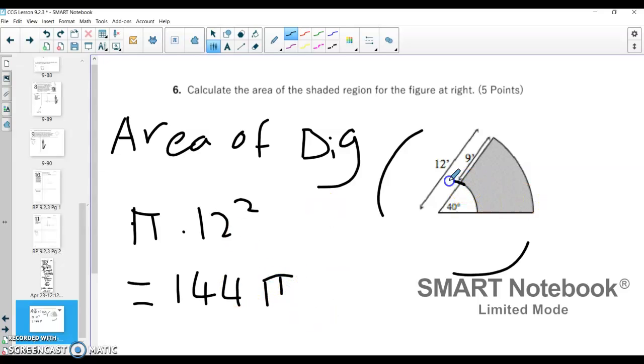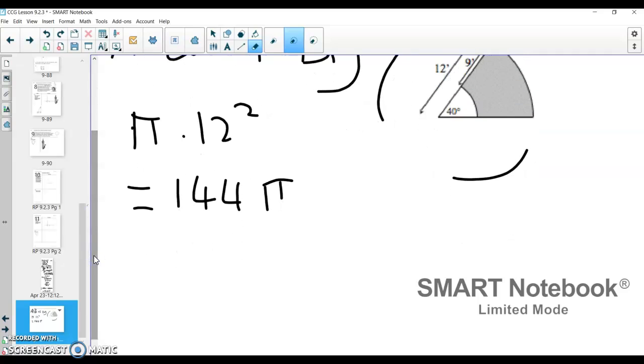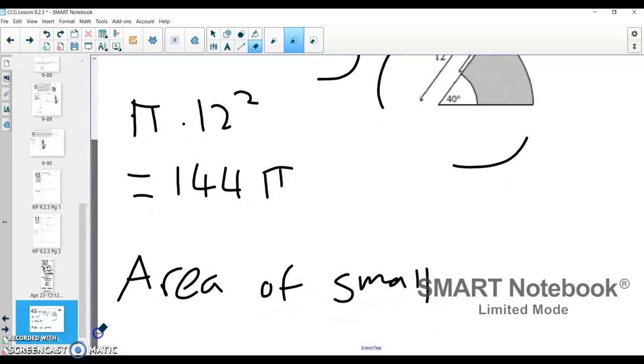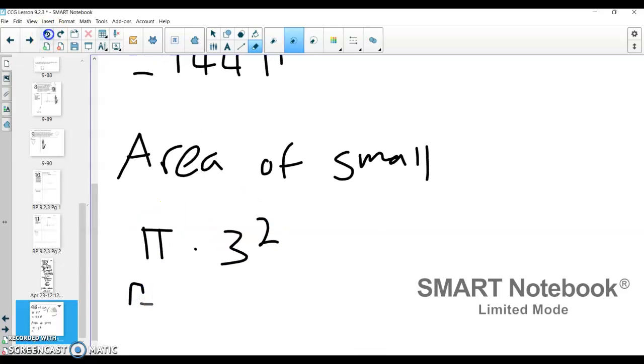Now I'm going to find the area of the small one. If this part right here is 9, that means this small part must be 3. Which means that little circle has a radius of 3. And so the area of small is going to be pi times 3 squared, which gives me an answer of 9 pi.